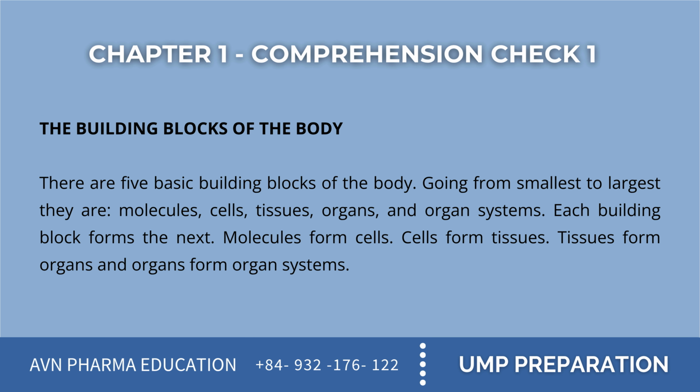The building blocks of the body. There are 5 basic building blocks of the body. Going from smallest to largest, they are molecules, cells, tissues, organs, and organ systems. Each building block forms the next. Molecules form cells. Cells form tissues. Tissues form organs, and organs form organ systems.